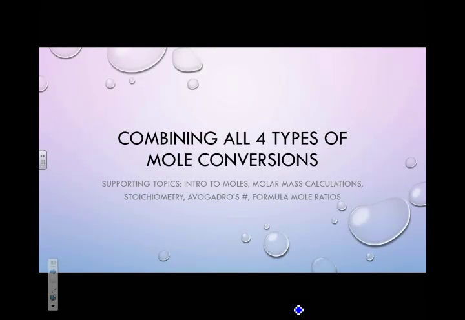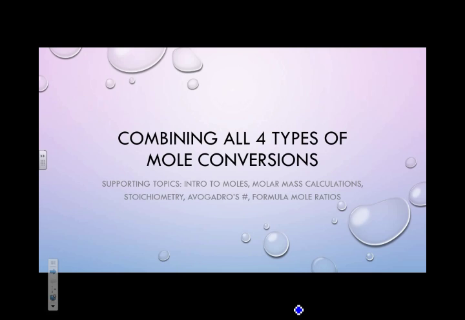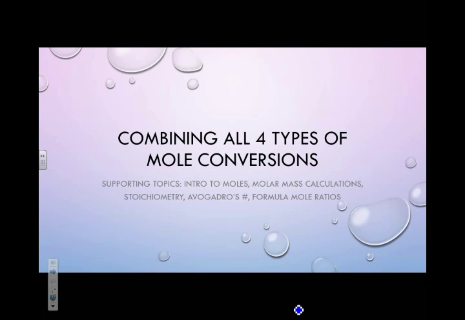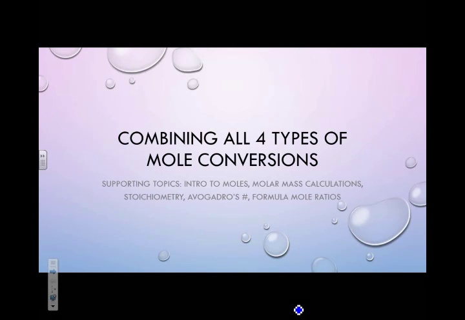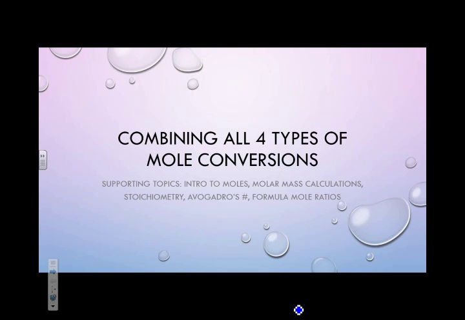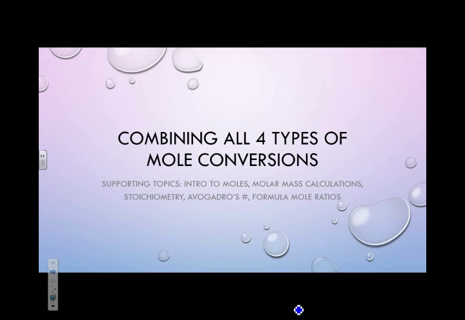We've discussed molar masses, stoichiometry, Avogadro's number, and formula mole ratios as the 4 different ways that you might be asked to convert moles to something else. It's unlikely that you'll run into many problems on an assessment that solely ask you to do one of those things. More often what you're going to find is that a problem will ask you to incorporate multiples of those in order for you to actually solve the problem.